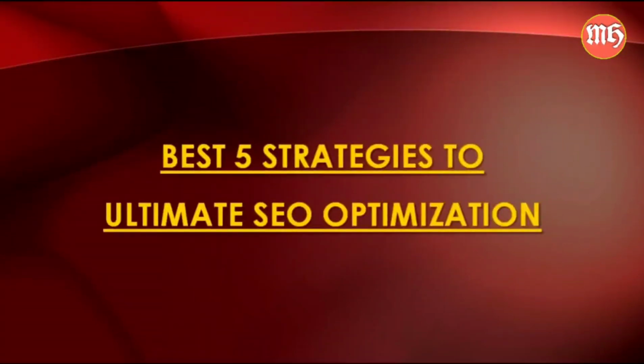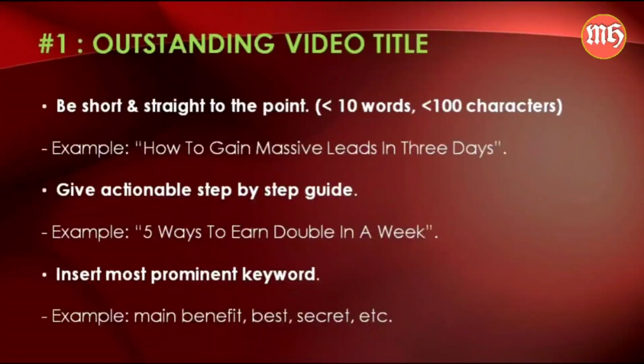Now let's get into the process of optimizing your YouTube SEO. These are the 5 best strategies to ultimate optimization. First up, outstanding video titles. When you upload and publish a video, make sure your video title is short and straight to the point. Customize it to less than 10 words and within 100 characters. For example, how to gain massive leads in 3 days.